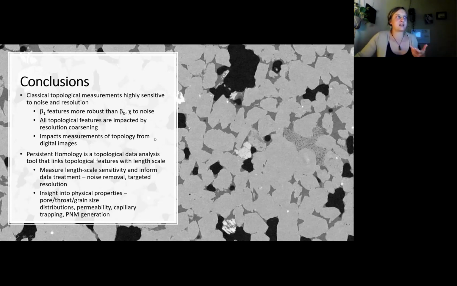And so this is something that really needs to be considered, especially when you're looking at topological measurements based on digital images. And one of the ways that we can start to address this is via topological data analysis techniques like persistent homology, because they allow us to link topology with length scale. And this can help us to inform data treatment in terms of noise removal or what resolution we should target. But it can also give us insight into physical properties like the size distribution and capillary trapping and pore network model generation.